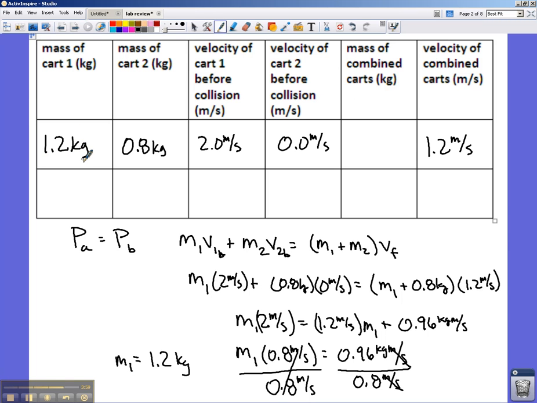And then the mass of the combined carts is just cart 1 plus cart 2, which works out to an even 2.0 kilograms. And that's how you use conservation of momentum to solve that problem.